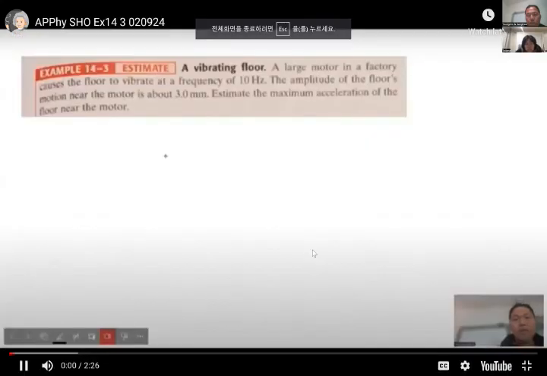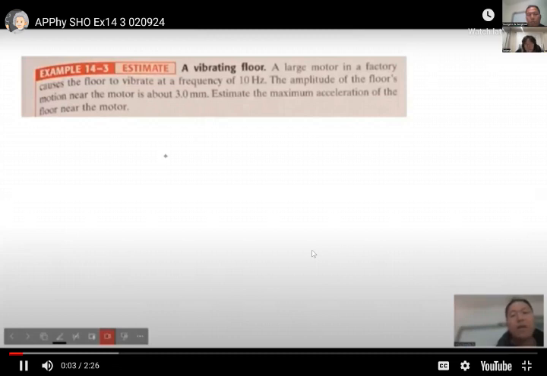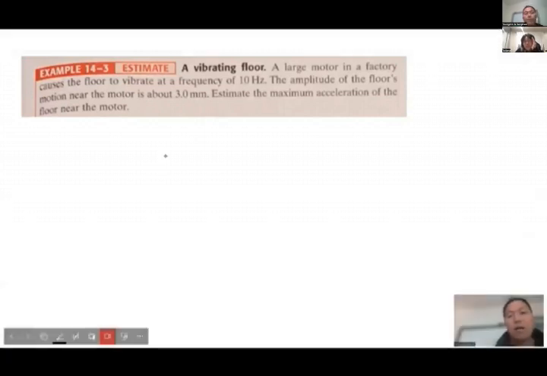Okay, then the example 14-3, the vibrating floor. The large motor in a factory causes the floor to vibrate at a frequency of 10 hertz. The amplitude of the floor's motion near the motor is about 3 millimeter. So we have to estimate the maximum acceleration of the floor near the motor.